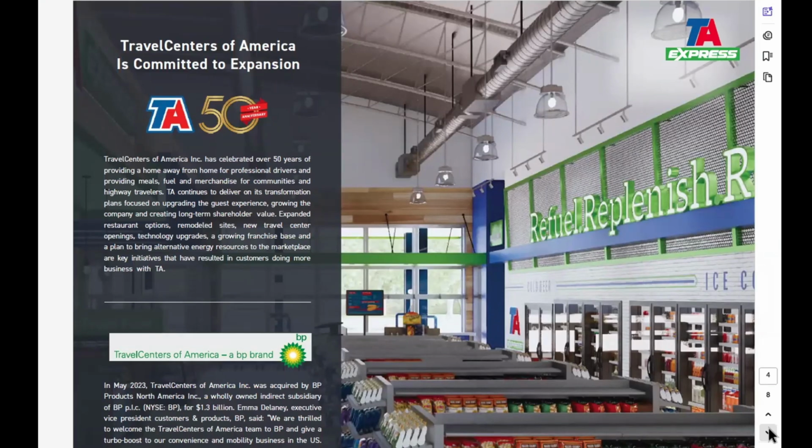Travel Centers of America has celebrated over 50 years of providing a home away from home for professional drivers and providing meals, fuels, and merchandise for communities and highway travelers. Great company. In May 2023, Travel Centers of America, Inc. was acquired by BP Products North America, Inc., a wholly owned subsidiary of BP.